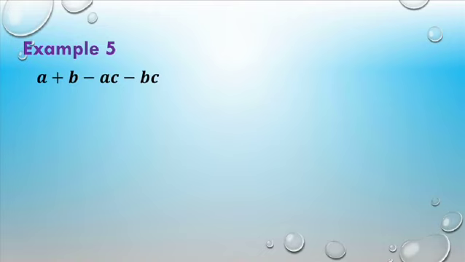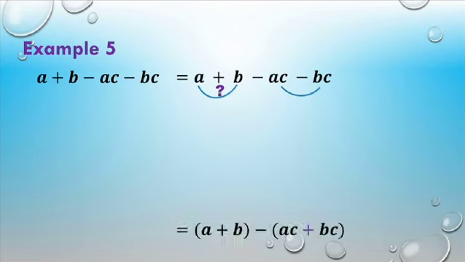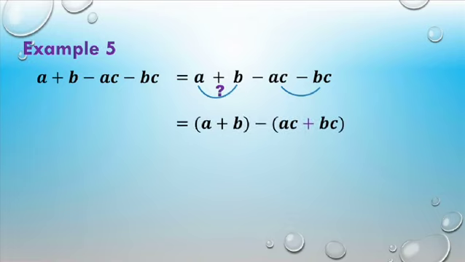Next example, a plus b minus ac minus bc. So I take the first two terms together and the last two terms together. Now, look at the first pair of terms, a plus b. Do we have anything common between these two terms, a and b? No, there is nothing common except 1. So I'm going to take 1 as a factor.